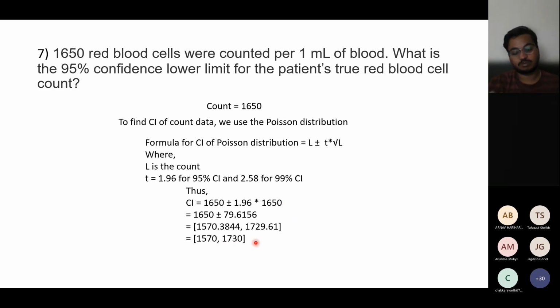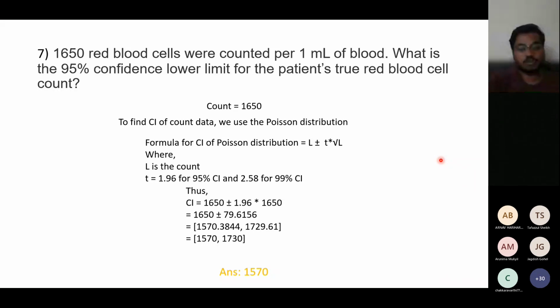So a confidence interval is basically a range around our sample. It says that if we take the sample again, what is the range in which we'll get the value. Let's say we were to take blood again from this patient, we might not exactly get 1650, but with 95% confidence, we can say that we'll get something between 1570 to 1730. Or in other words, if we take blood of this patient 100 times, then in 95 of those cases, we'll get a value which is between 1570 to 1730. Since we are asked for the lower limit, we'll choose 1570, and that's the answer for this question.